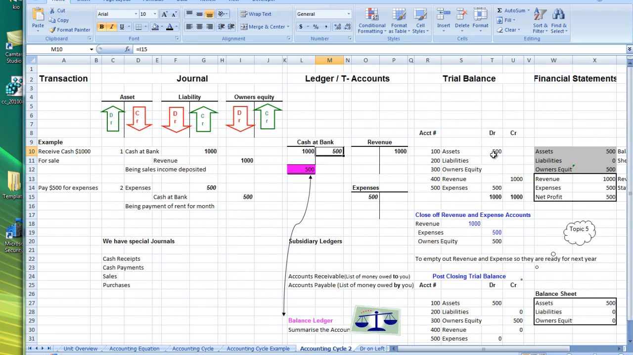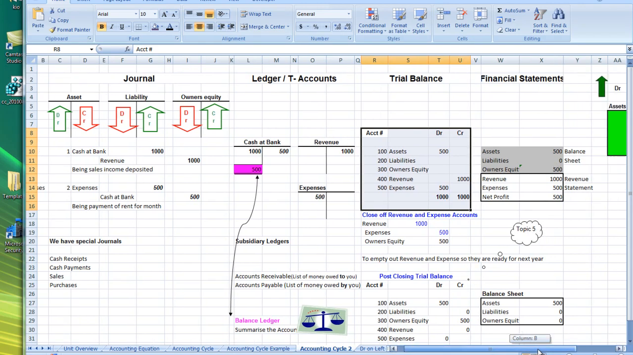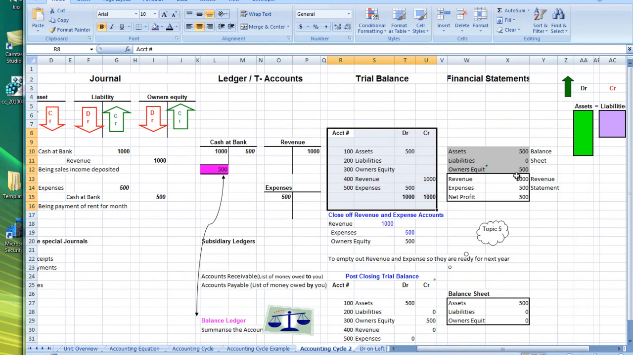Now our trial balance: assets $500 being the cash at bank, revenue 1,000, and our expenses are 500, still balancing at 1,000. So we get to the end of the period and we can produce our financial statement. So revenue $1,000, expenses 500, net profit is 500. That net profit comes up here to owner's equity. So we've got assets $500 equals owner's equity of $500 with no liabilities.